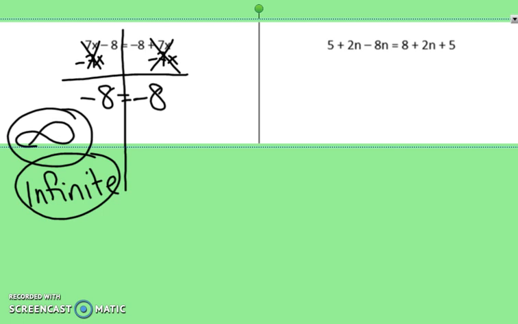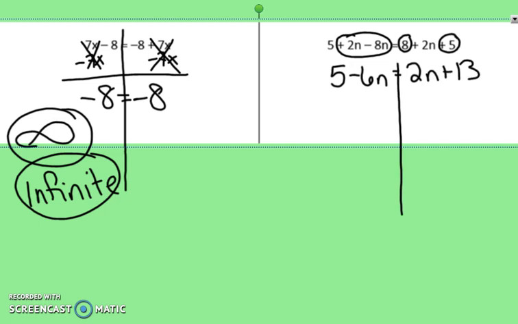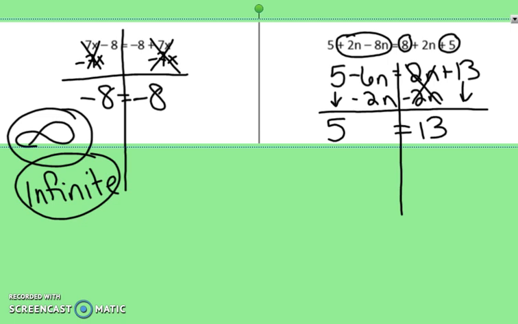If we look at our fourth one, we want to start by combining like terms. If I have positive 2 and -8, well, that becomes 5 minus 6n. On the other side, I have 8 and I have positive 5. Well, that gives me 2n plus 13. We need to bring all of our variables to one side. So if I start on the right side with 2n, well, the opposite of positive 2n is subtracting 2n. Those cancel. I'm just going to bring 13 down. I'm going to bring the 5 down. Negative 6 minus 2 gives me negative 8n.